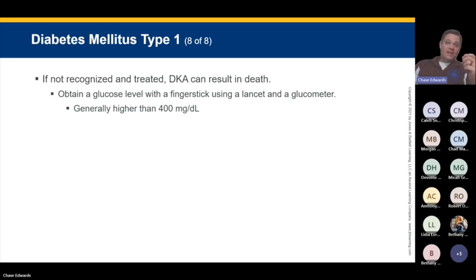You have to obtain a glucose level with a finger stick using a lancet and a glucometer. Generally, anything higher than 400 is considered a DKA patient. Now, most of your CBG monitors only go up to 600 in the pre-hospital setting. In the hospital, they can go up way further. I think the highest I've ever had on a patient that I brought to the hospital that was still somewhat awake was 1200. And I had to find that out at the hospital, not on mine. Over 600, it reads error.